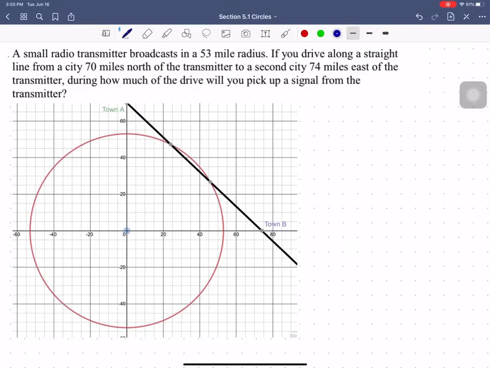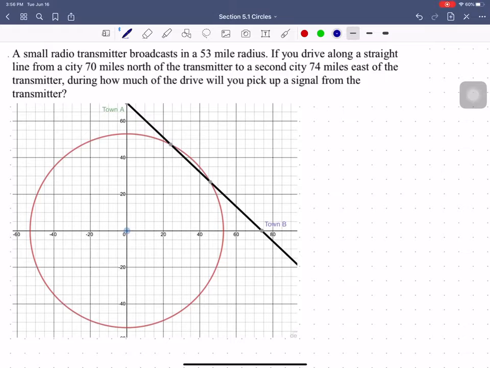Okay, so let's wrap up our discussion of section 5.1 with a couple of examples. Now this first one is based on finding the coordinates of the points where a line intersects a circle. I'm going to walk you through building this picture, so don't worry about it too much. But at base, what we're going to be doing is finding the coordinates of the points where that line that I've drawn in black intersects the circle that is drawn in red.